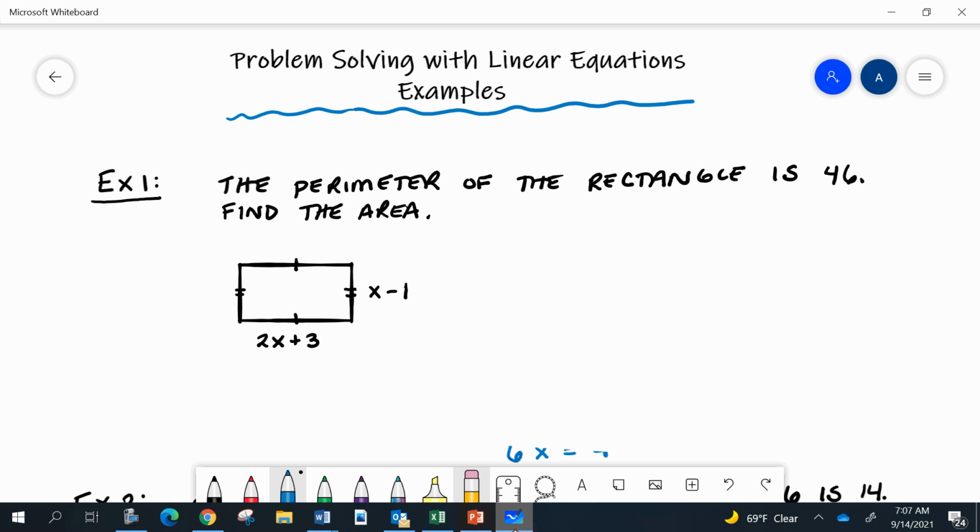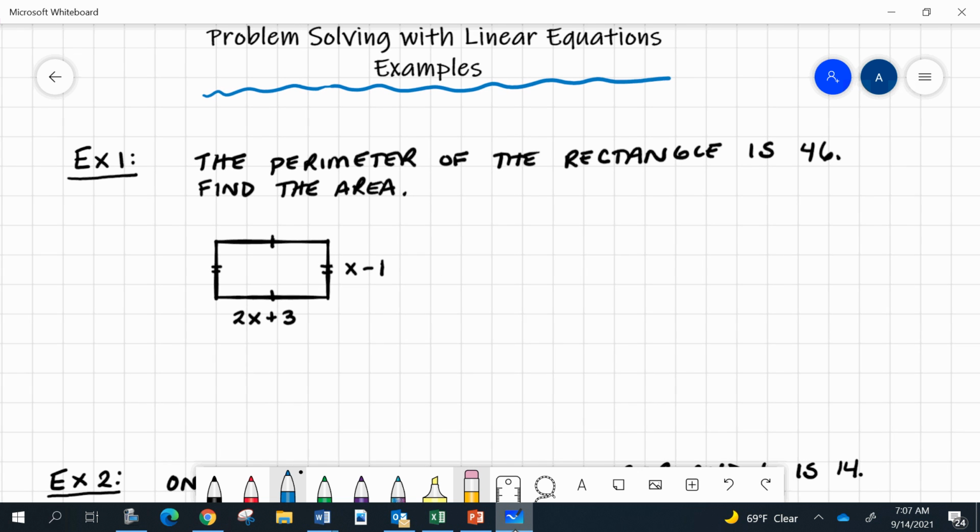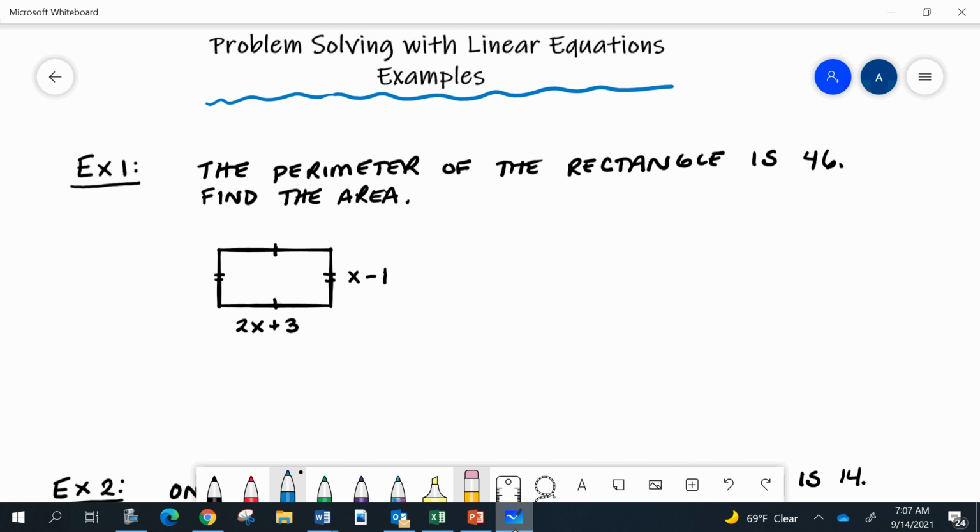All right, so let's go ahead and take a look at what this says. What we're going to start by doing is we are given that the perimeter of the rectangle is 46, and then we need to find the area. Sometimes what happens with these is the last thing we read is find the area, and then we forget about what was given. So what was given to us is that the perimeter is equal to 46, and that's what we're going to need to use to solve an equation to find what x is, because we can't find the area until we know what x is.